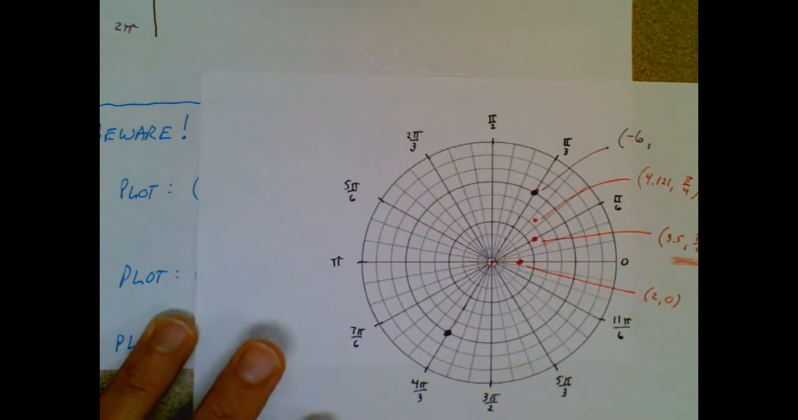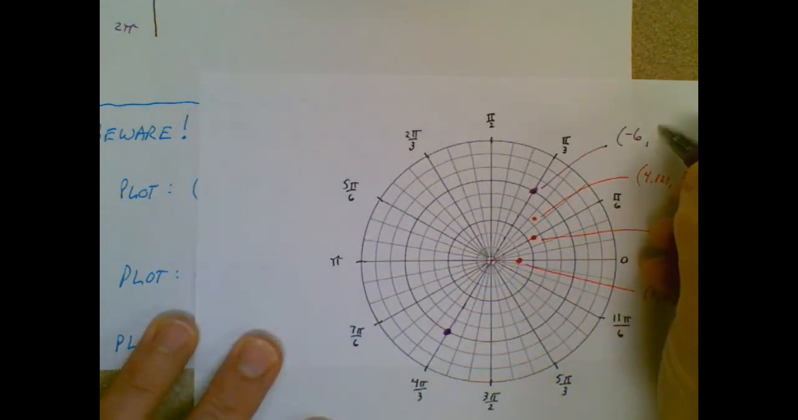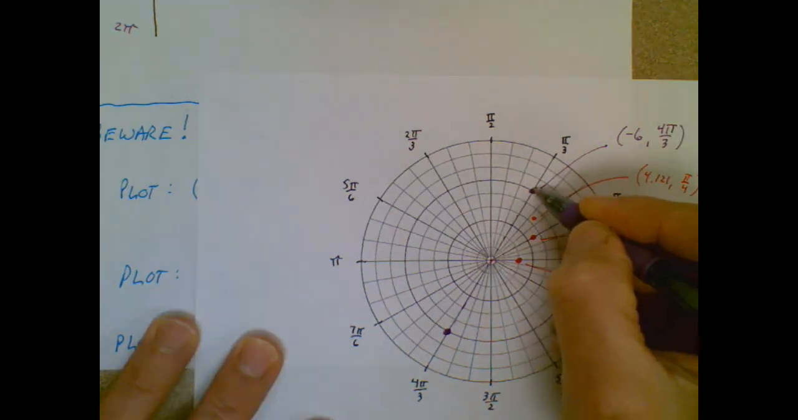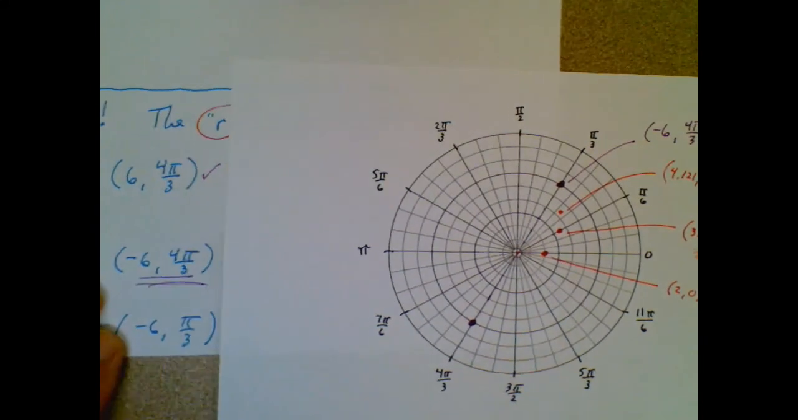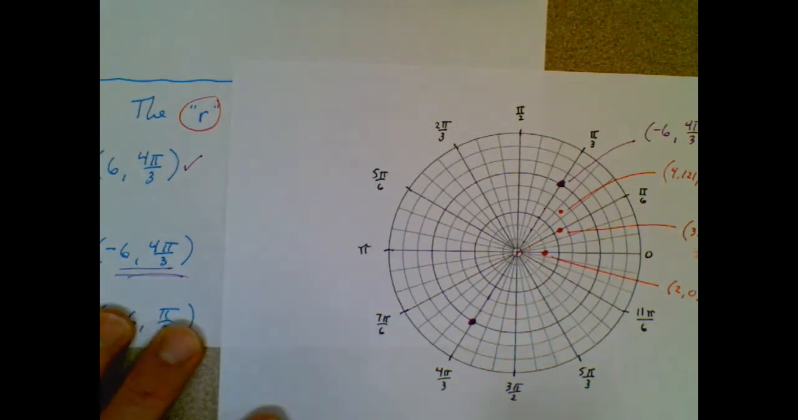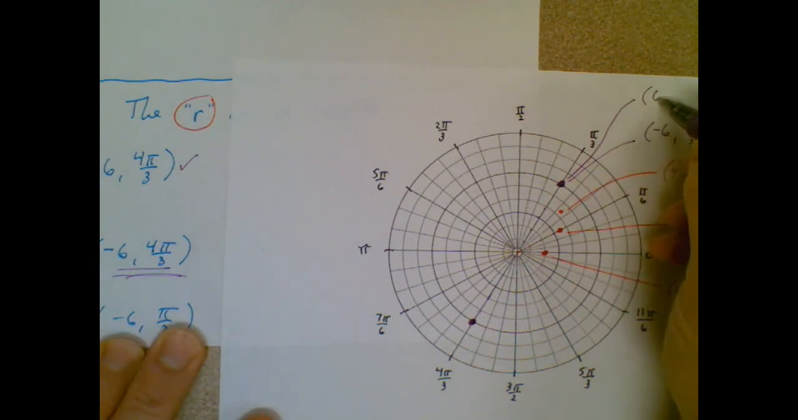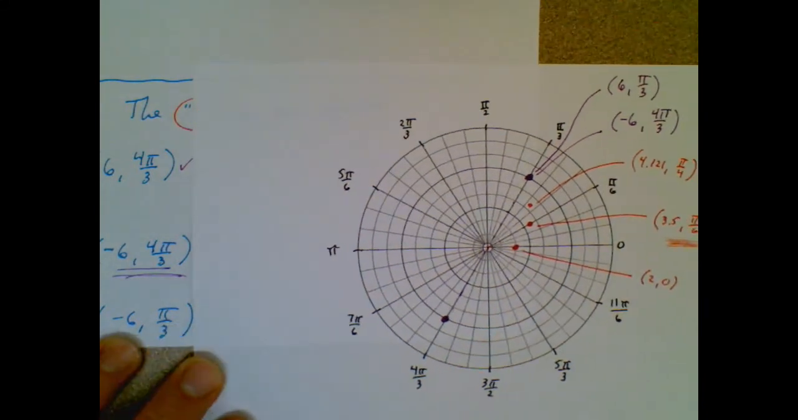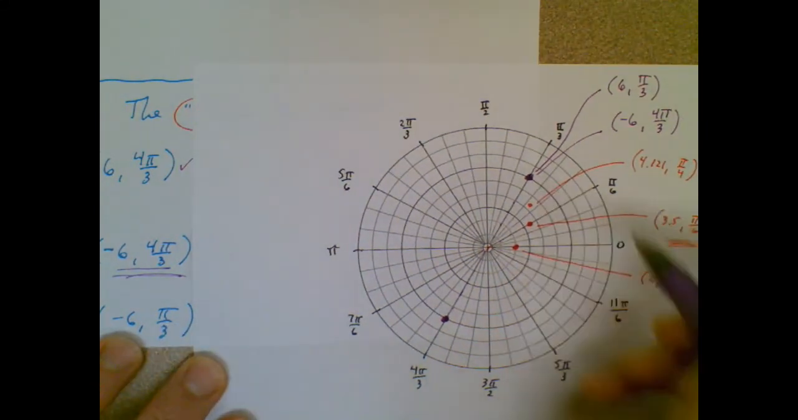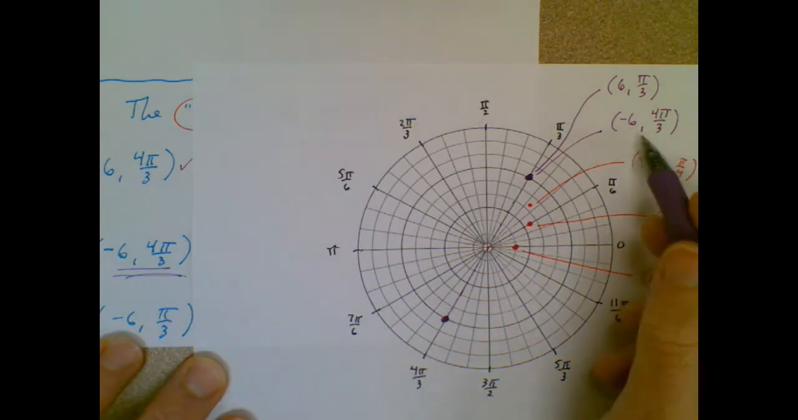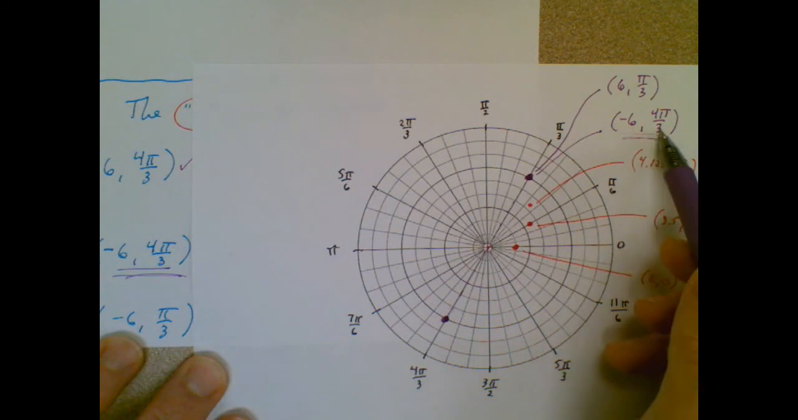Well, let's get this in the picture. Negative 6 comma 4 pi over 3. But that very same point, depending on another situation, could be 6 comma pi over 3. Okay, so just be aware that your r can be negative, and it might play a little bit of trick with your brain because it's hard to process that and that being the same as that and that.